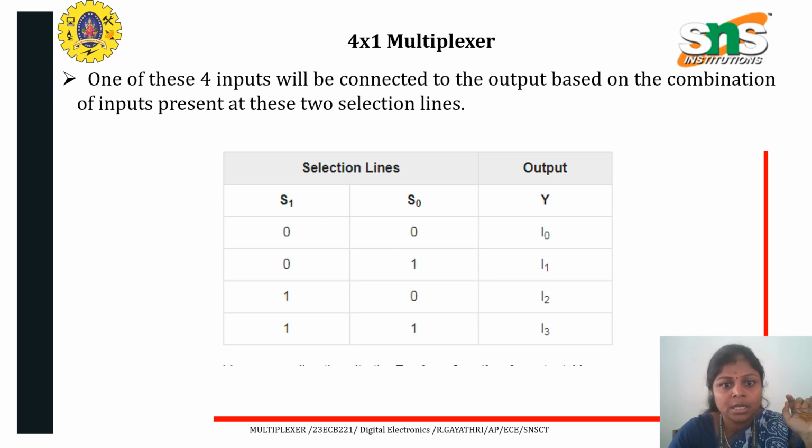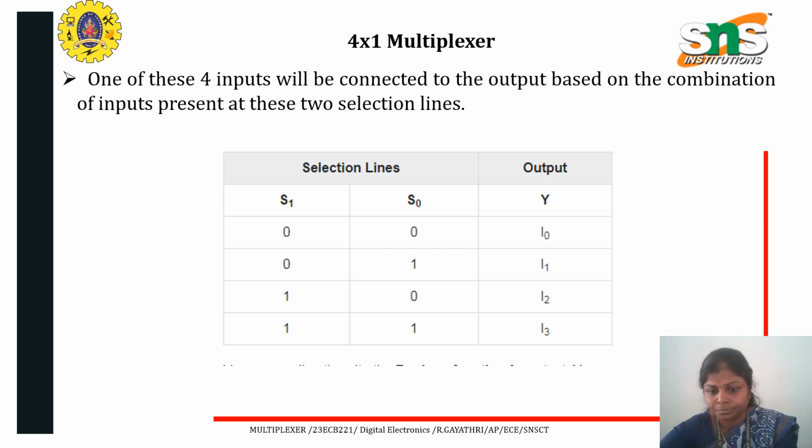Next, we are going to discuss the truth table for the 4 cross 1 multiplexer. One of these 4 inputs will be connected to the output based upon the combination of the selection lines. The selection lines for a 4 cross 1 multiplexer are S0 and S1, with combinations 00, 01, 10, 11. When the selection line is 00, the output will be I0. When it is 01, the output will be I1. When it is 10, the output will be I2, and when it is 11, the output will be I3. Depending upon the selection line, the output will be there.